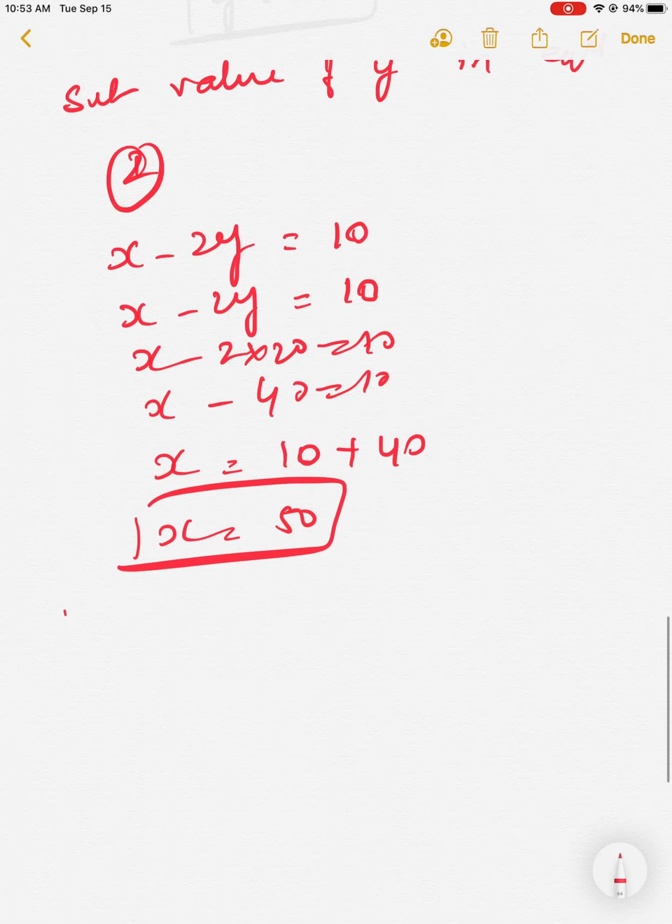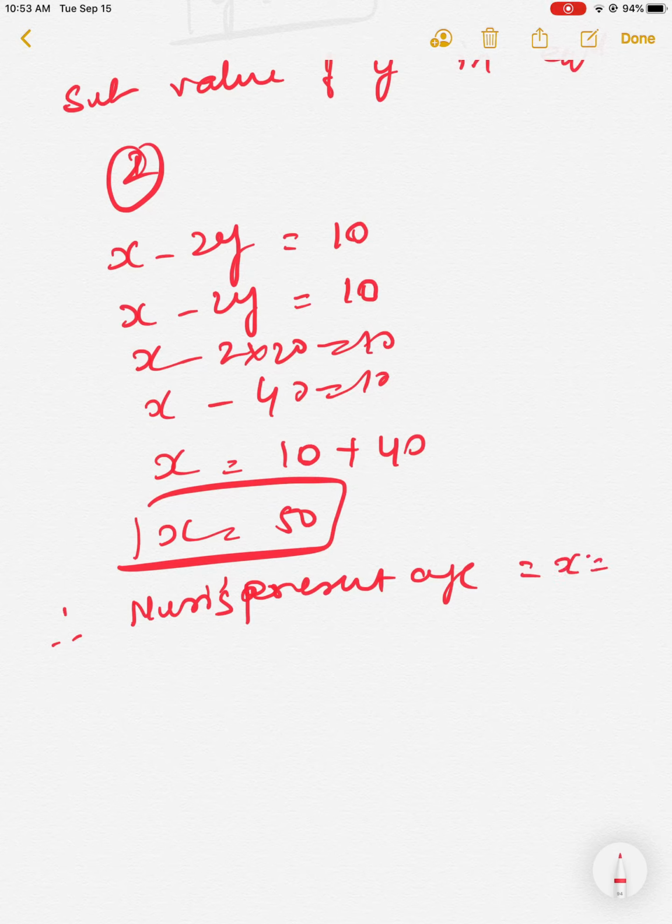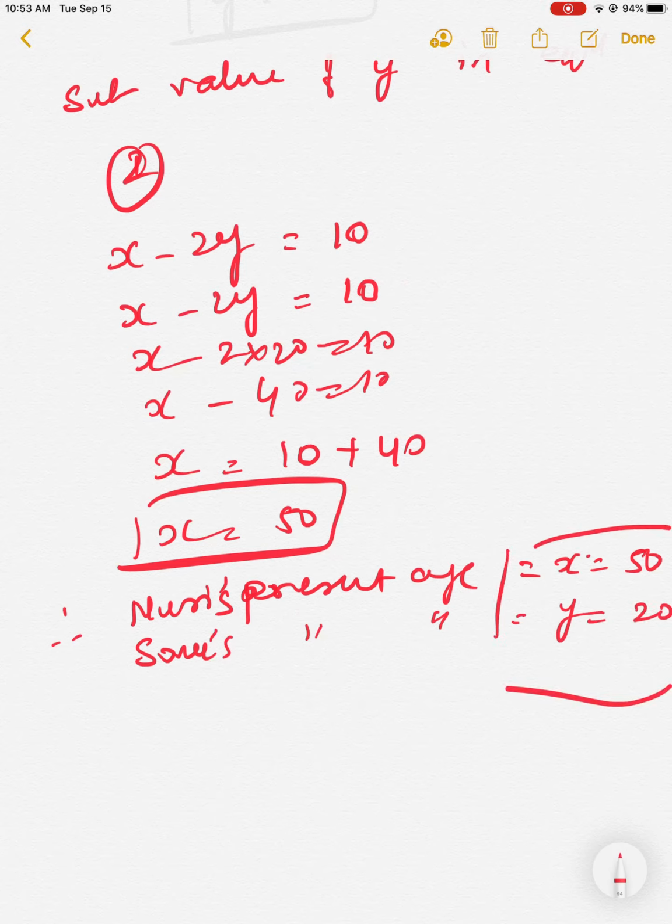So whose age? Therefore Nuru's present age is equal to x, that is 50, and Sonu's present age is y is equal to 20. Okay, so we can do the verification. Present age of Nuru is 50.